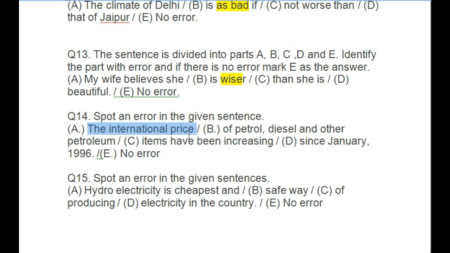So when we have the subject, price is the collective thing, so the verb should not be a plural verb. The error in the sentence is that it should have 'has.' The international price of petrol, diesel, and other petroleum items has been increasing, right? The price has been increasing this way because petrol, diesel, and other petroleum items are add-ons to the subject, right?